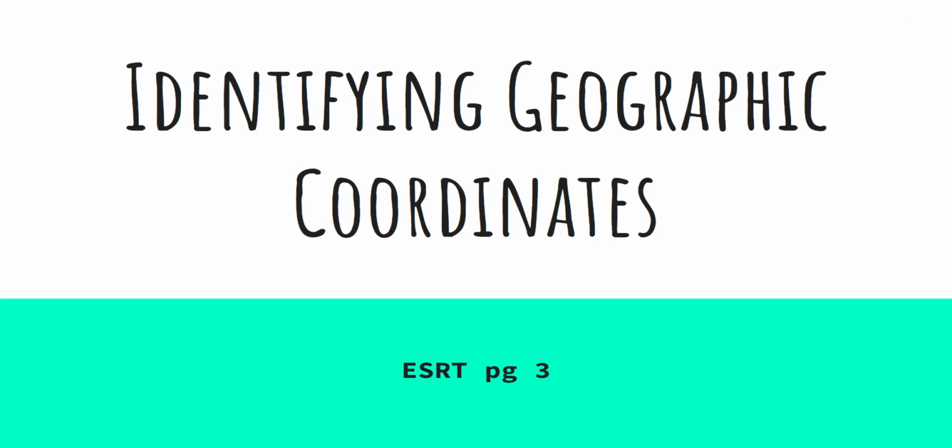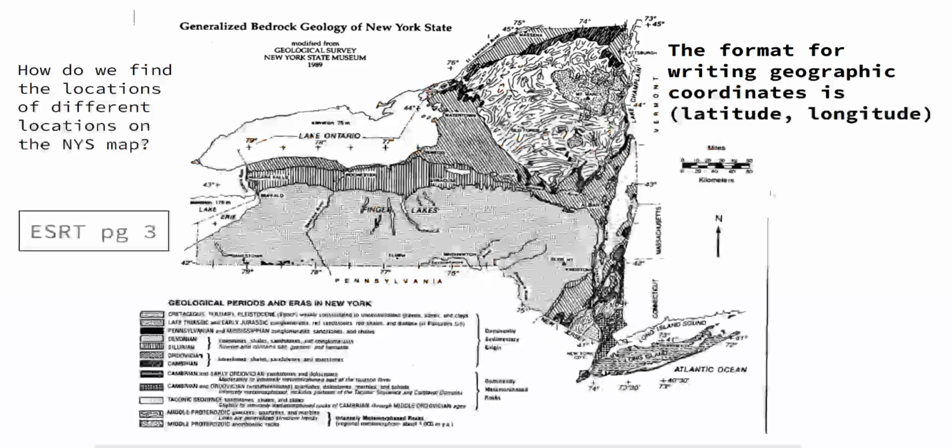Hi everyone. So today we're going to be talking about your reference table page 3. So make sure you have that out. Okay? Reference table page 3 looks like this, and we've looked at this map before, but today we're going to try to identify the geographic or terrestrial coordinates of different locations on this map using latitude and longitude.